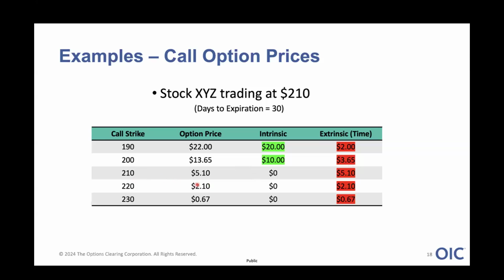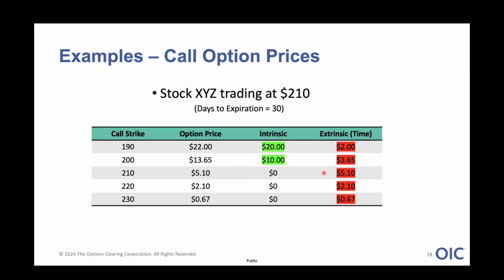The 210 level calls have no intrinsic value. Their premium of $5.10 is comprised of 100% time premium or extrinsic value. The same with the 220 and 230 level calls. As you can see, the options that have the most amount of time premium are always going to be the at the money options. They always have the most amount of time premium.